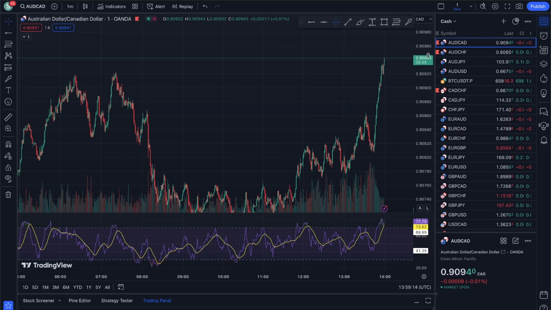Today in this video, we will try to catch a market reversal. As you can already see, there is a very good active movement on the Australian dollar to Canadian dollar, but as you can see, the volumes have already dropped significantly, and most likely, with a very high probability, we will now experience a market reversal.